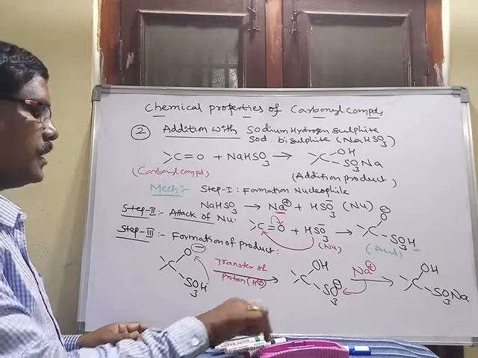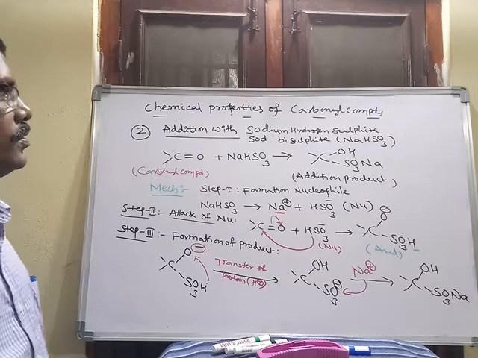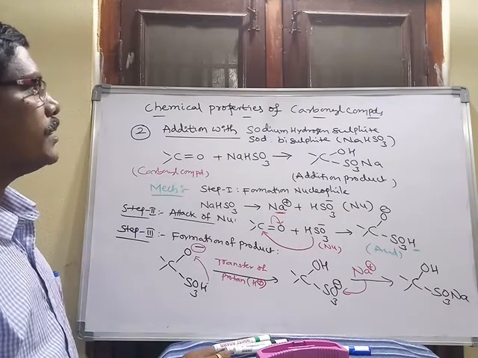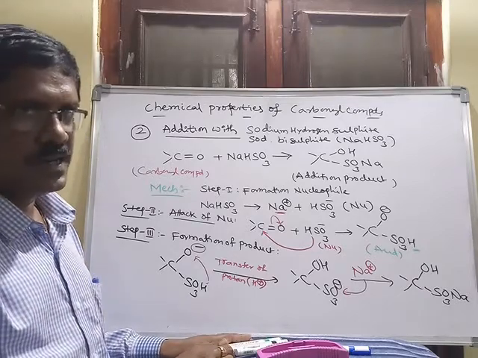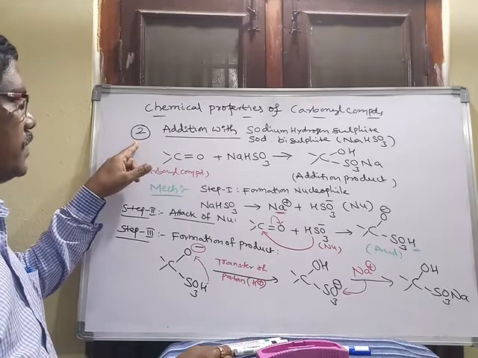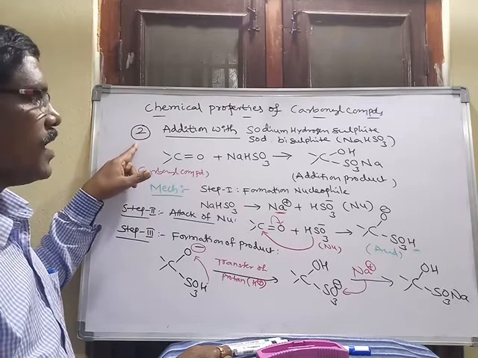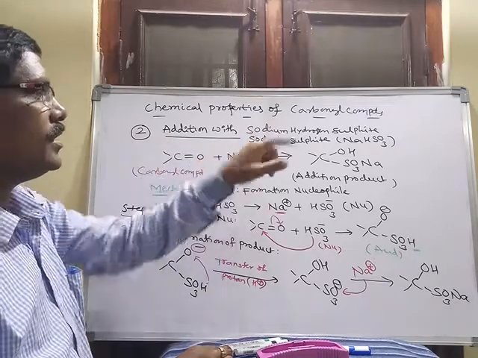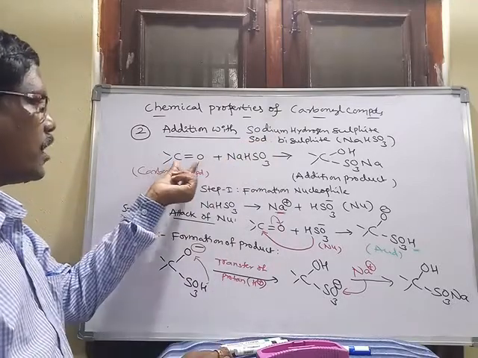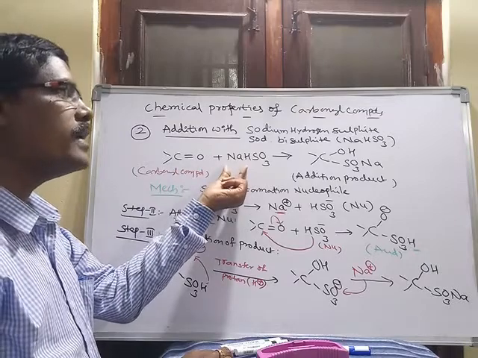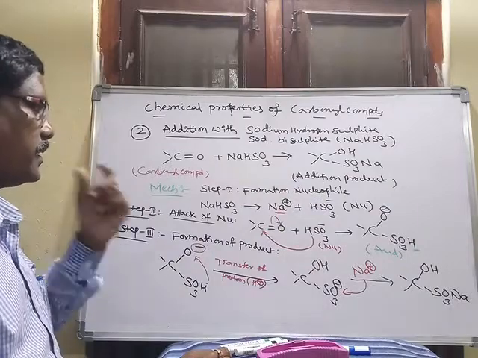Carbonyl compounds, second property. In the previous video, chemical properties of carbonyl compounds part 1, the first property, addition with hydrogen cyanide HCN, was completed. The second property of carbonyl compounds is addition with sodium bisulfite, NaHSO3. The carbonyl compound reacts with sodium bisulfite to form an addition product.